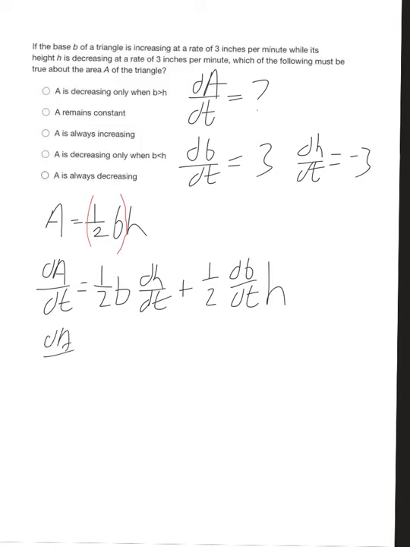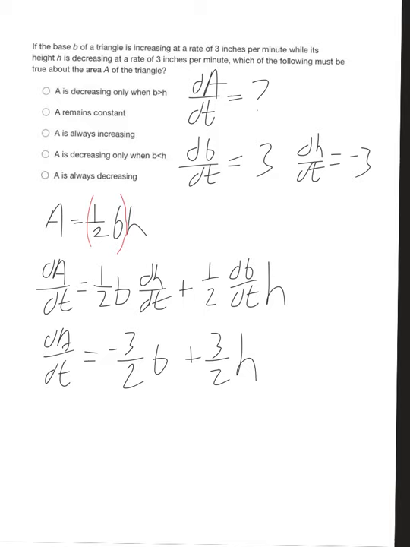dA/dt is going to be -3/2 b plus 3/2 h. Just plugging in the 3 and the -3 and then combining that with the 1/2.